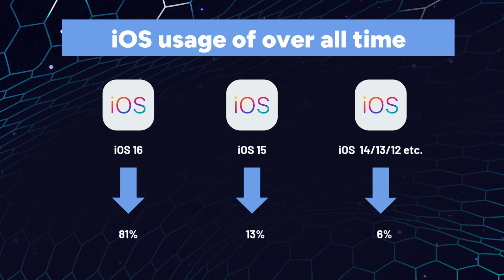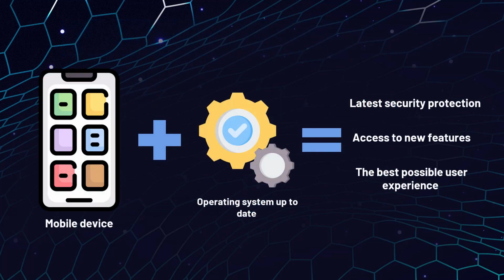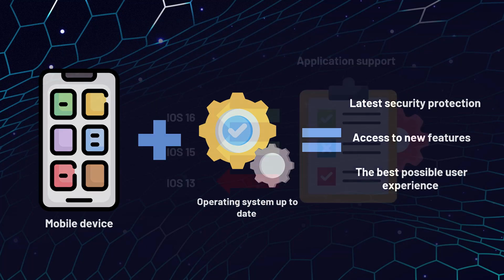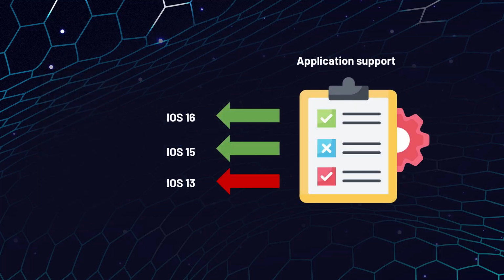Thus, it's essential to keep your phone's operating system up to date to ensure that you have the latest security protections, access to new features, and the best possible user experience. Usually, in the requirements it should be written starting from which version of the operating system the application should be supported. For example, Program X is installed only starting from iOS 14 and higher.